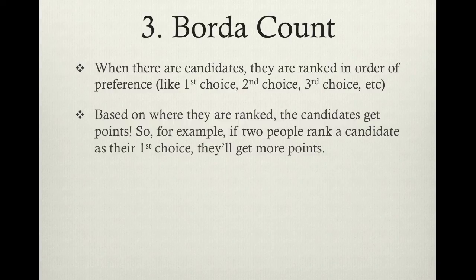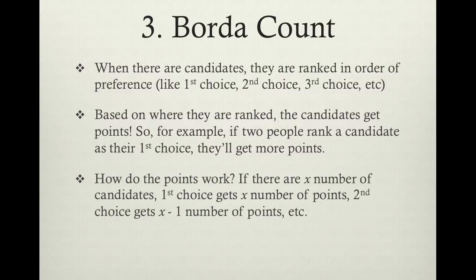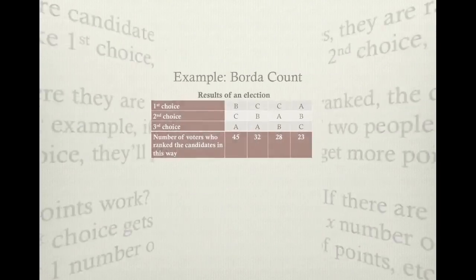In this case, points are based on where candidates are ranked, and where they are ranked gives them a certain number of points. For example, if people rank a candidate as their first choice, they'll get more points. First choice is obviously really, really good, so you get a lot of points. How do these points work? Well, say there are X number of candidates. Say 3 candidates. First choice will get X number of points, so 3 points. Second choice will get X minus 1, so 2 points, and so on and so forth. Again, say you have 5 candidates. First choice gets 5 points, second choice gets 4, and so on from there. In the end, the candidate with the most points wins. Very simple.